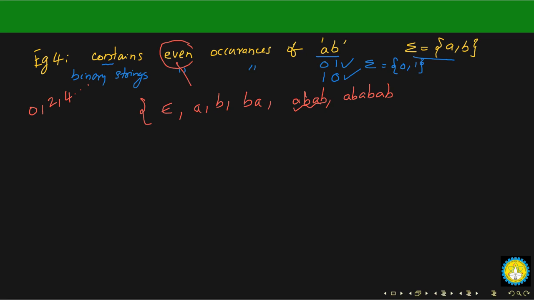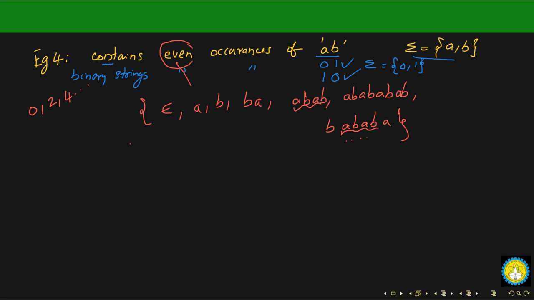This should not be accepted, right? Because this has 3 occurrences of AB, which is not an even number. So if you have 4 ABs, this has to be accepted. Similarly, you should also accept strings like BABABA, because it contains 2 occurrences of AB. So based on this framework, we can actually build our DFA. There are many more strings which will have even occurrences of AB.